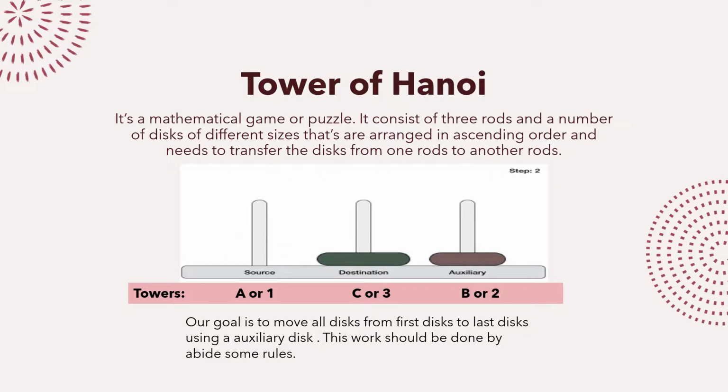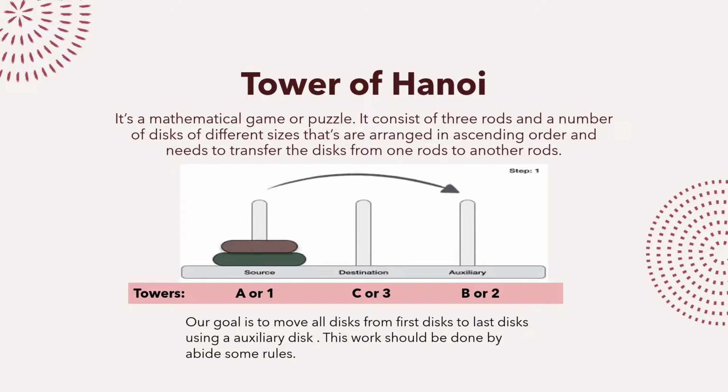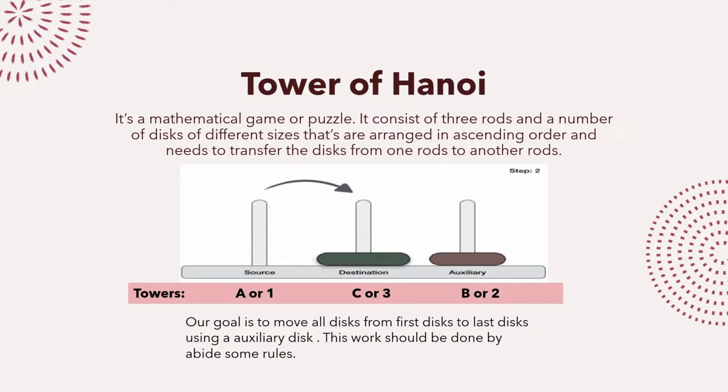So what is the Tower of Hanoi? The Tower of Hanoi is a mathematical game or puzzle. It consists of three rods and a number of disks of different sizes that are arranged in ascending order, and the disks need to be transferred from one rod to another. That's the graphical view we are seeing in the GIF file.